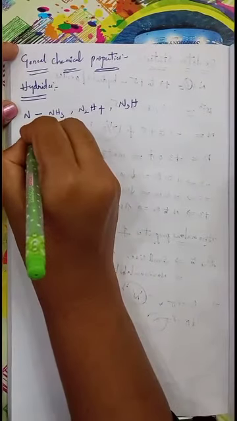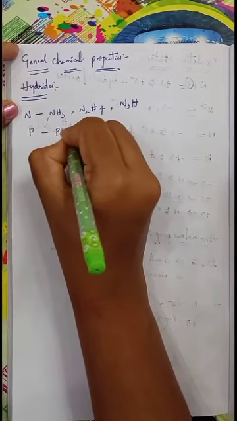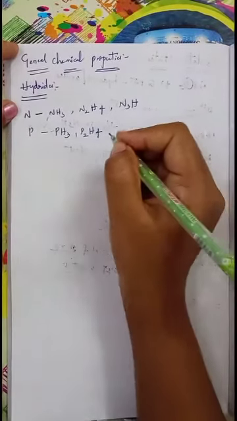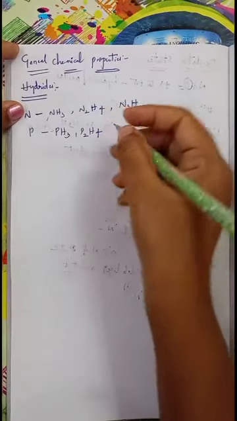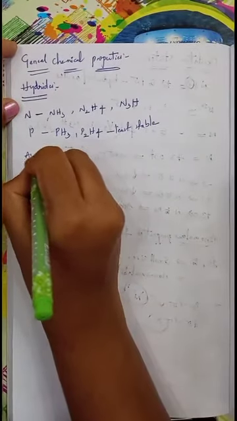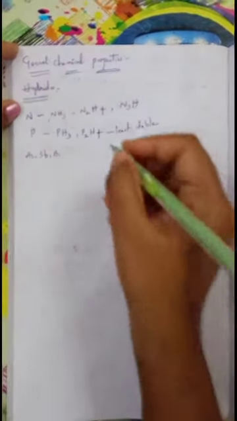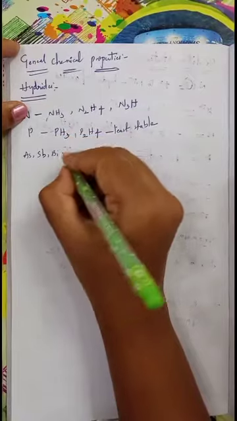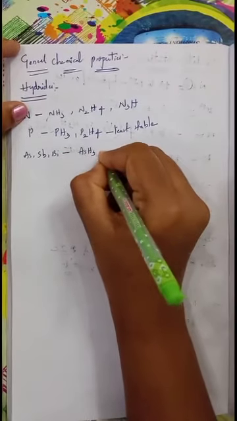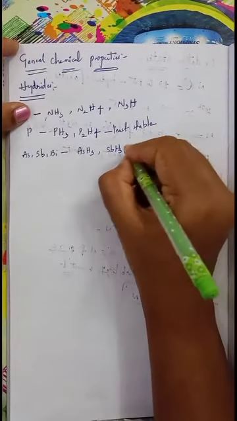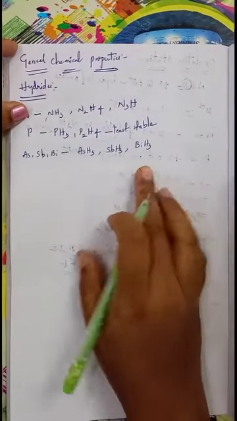Now we'll see phosphorus hydrides. Phosphorus can form PH3, which is called phosphine, and P2H4, which is diphosphine. P2H4 is the least stable hydride of phosphorus. Now arsenic, antimony and bismuth. These can form only AsH3, arsine, SbH3, stibine, and BiH3, bismuthine type of hydrides.